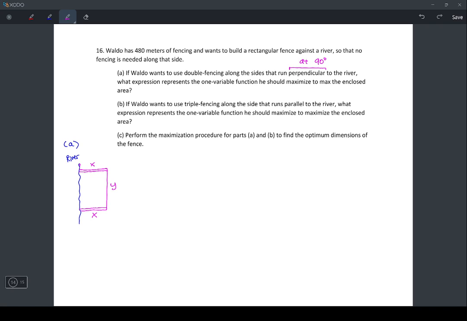Question asks, what expression represents the one variable function that Waldo should maximize to maximize the area enclosed? All right, so let's think about area. Area is length times width for a rectangle. Based on the labeling that's here, that would be x times y. So we could say A of x comma y is x times y. The question wants us to find a one variable function. This is a two variable function.